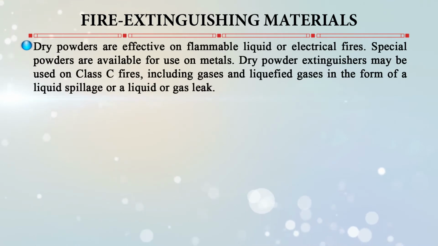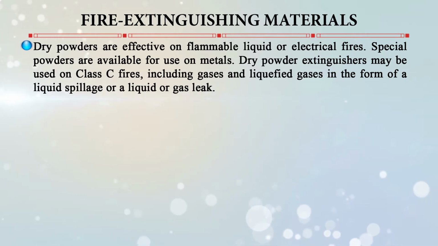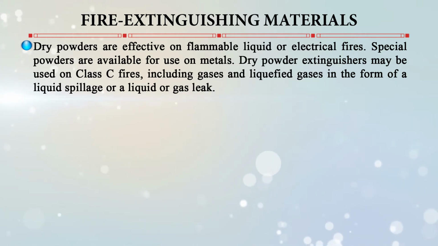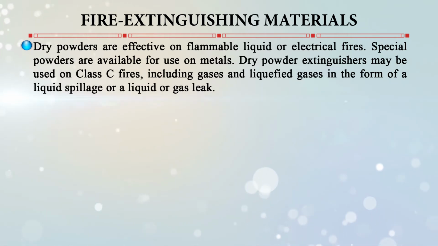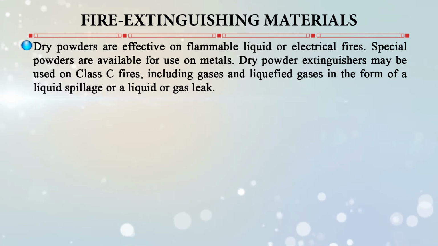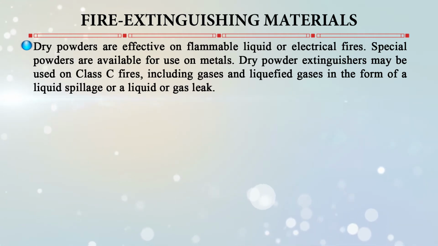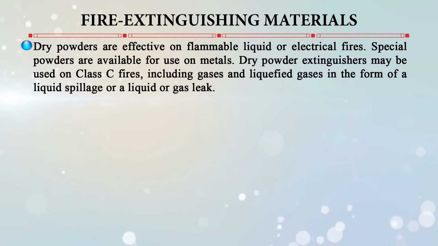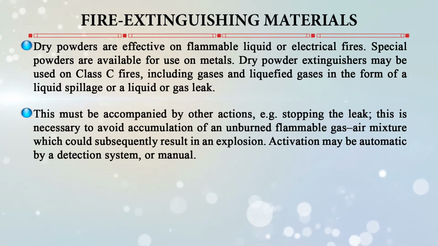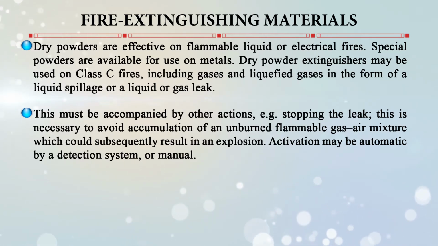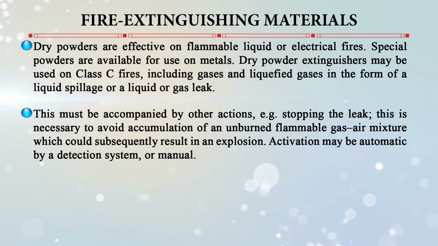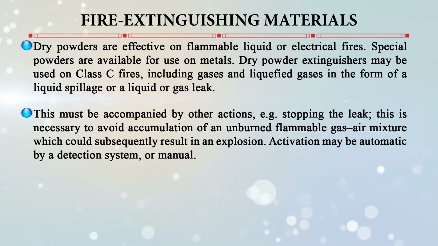Dry powders are also effective on flammable liquid or electrical fires. Special powders are available for use on metals. Dry powder extinguishers may be used in class C fires, like gases and liquefied gases, in the form of a liquid spillage or a liquid or gas leak. This must be accompanied by other actions, that is stopping the leak, which is necessary to avoid accumulation of unburned flammable gas air mixture that could subsequently result in an explosion.